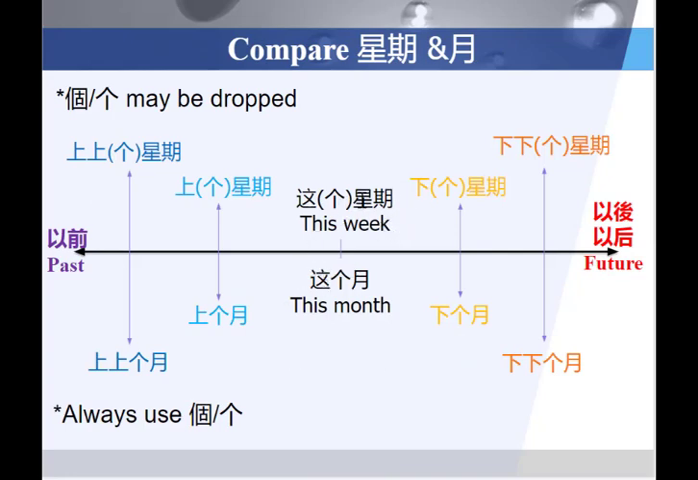这个星期 this week, 这个月 this month. 下个星期 next week, 下个月 next month. 下下个星期 next week, 下下个月 next month. The only difference is the 个 in 星期 is optional, whereas it is necessary in 月. Going back towards the past, 上个星期 last week, 上个月 last month, 上上个星期 last week, 上上个月 last month.